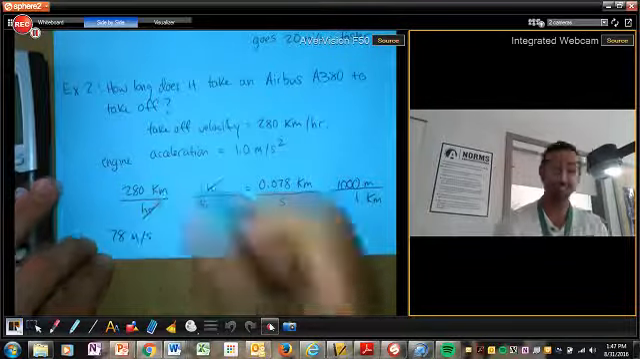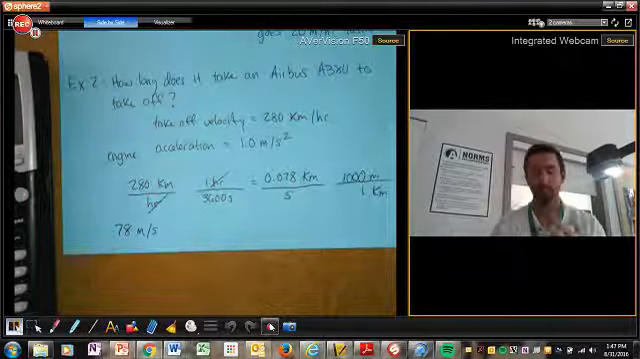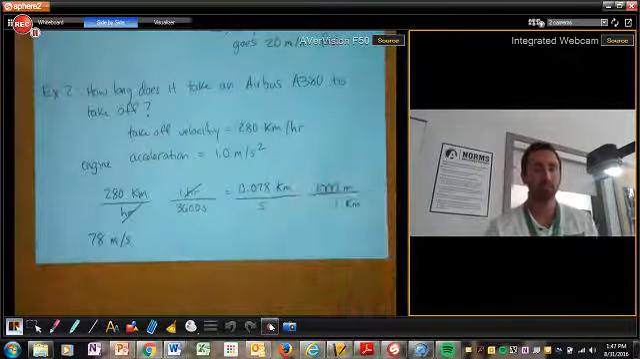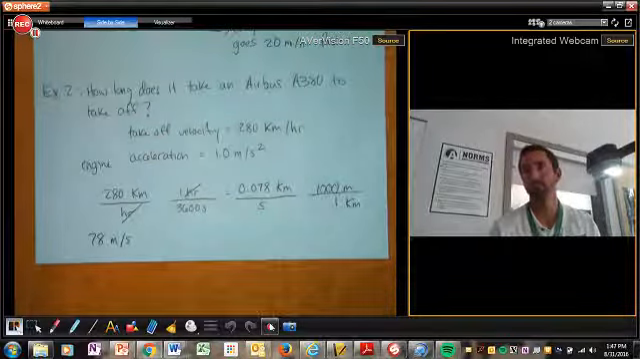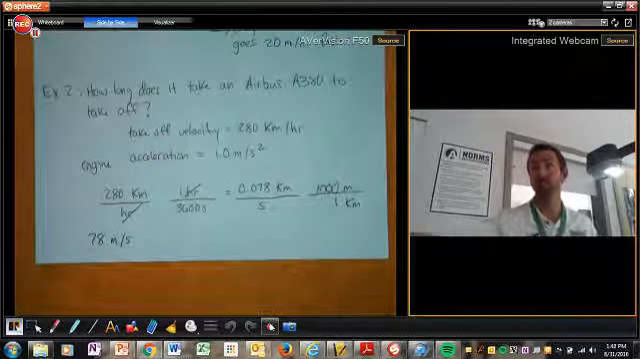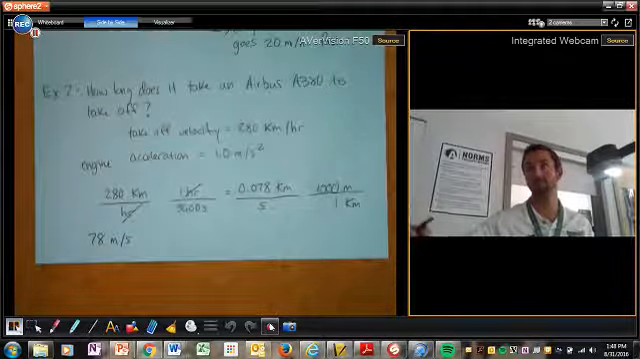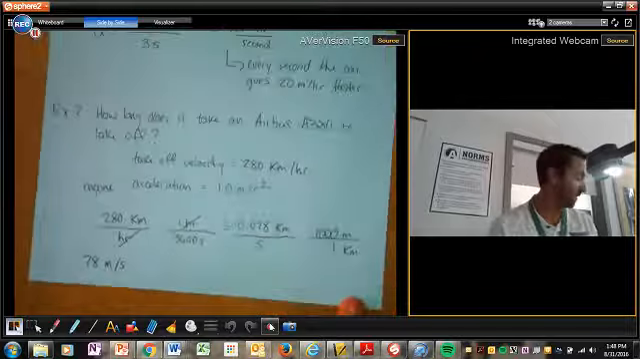That's the speed this thing needs to get to take off. 78 meters per second. Think about that. 78 meter sticks every second. It's a lot, right? It's fast. Okay, so now we can do it though.